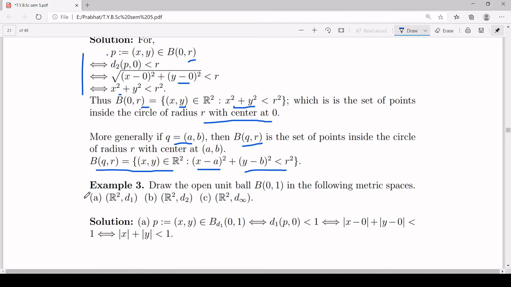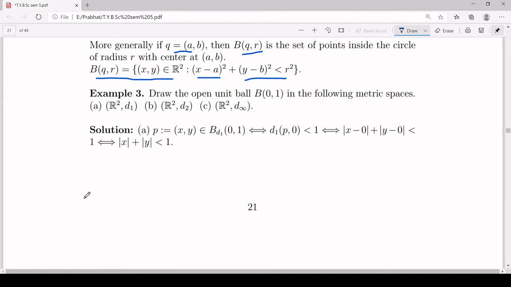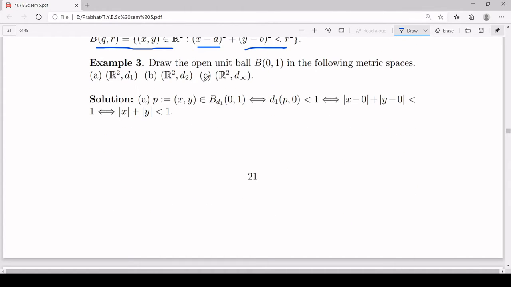Let's see what is the third example. In the third example, we are asked to draw the open unit ball. See, B(0, 1) is called the open unit ball because it is centered at 0 and its radius is 1. So we are asked to draw the open unit ball B(0, 1) in these three metric spaces (R2, d1), (R2, d2) and (R2, d infinity). The set R2 is common in all these three metric spaces. Only the metric we are changing: d1, d2 and d infinity.